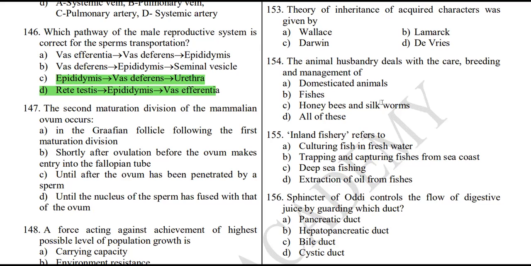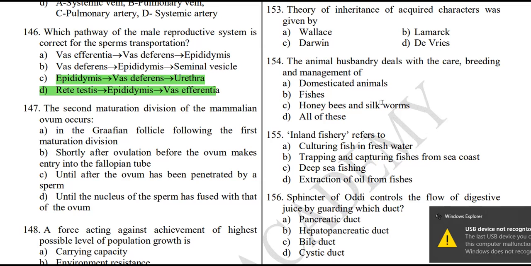the second maturation division of the mammalian ovum occurs. Okay, first we have to understand oogenesis. What is oogenesis? Oogenesis is the process where we see the formation of the ovum. So what exactly happens? The maturation actually takes place first. In the first division, the primary oocyte is formed, and then there is formation of the polar body. And then what exactly happens?